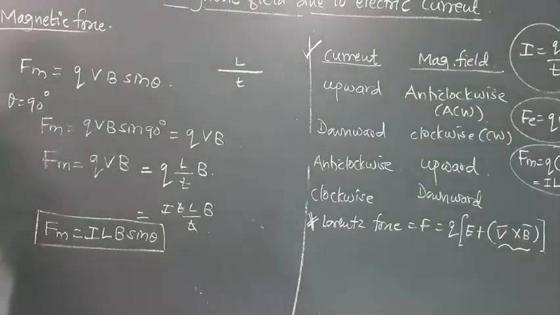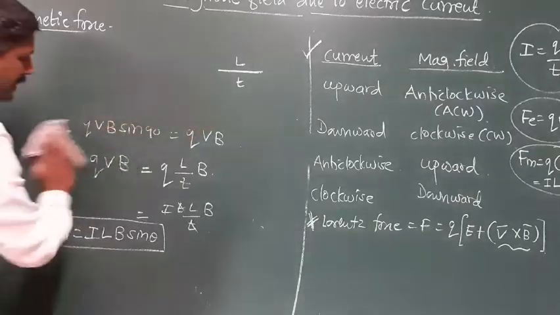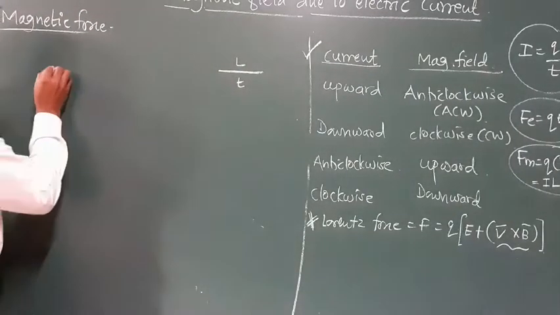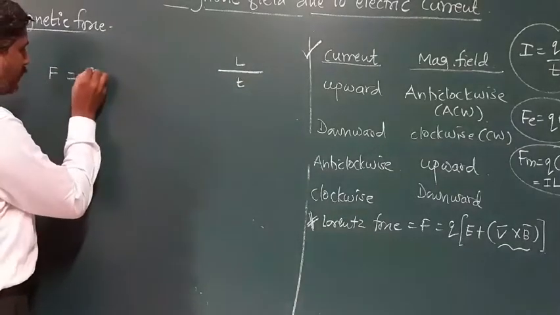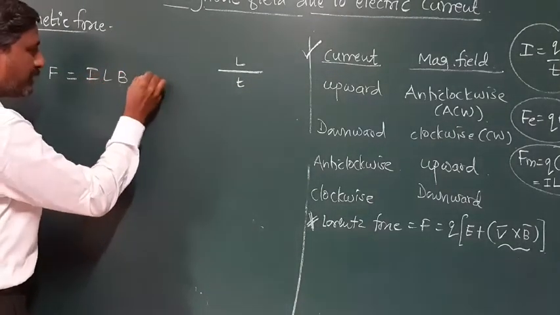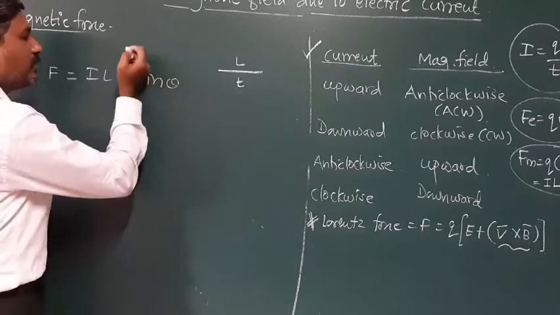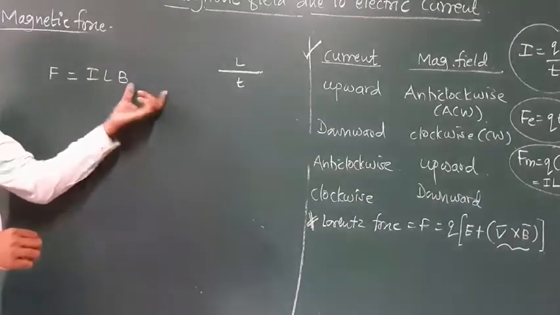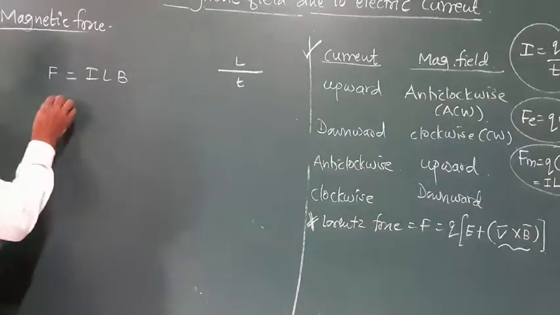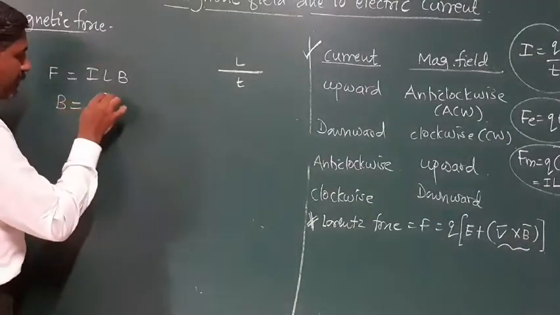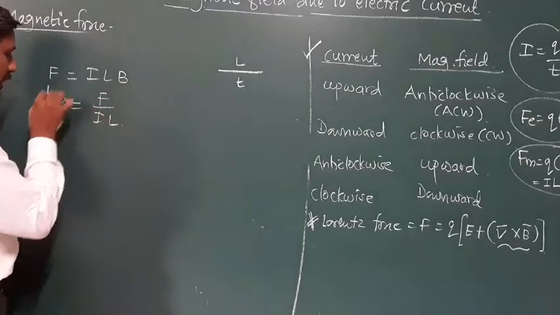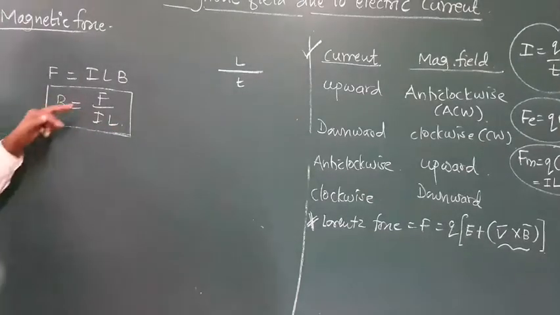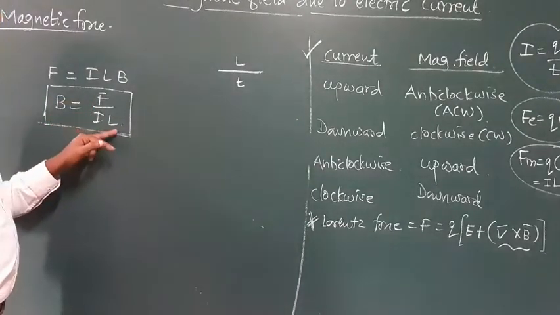Now, the magnetic force is given by ILB sine theta. Remember that if L and B, or v and B, are mutually perpendicular, then it becomes sine 90, that is F equals ILB. Then B is given by F upon IL. That is the magnetic field, given by force upon current into length.